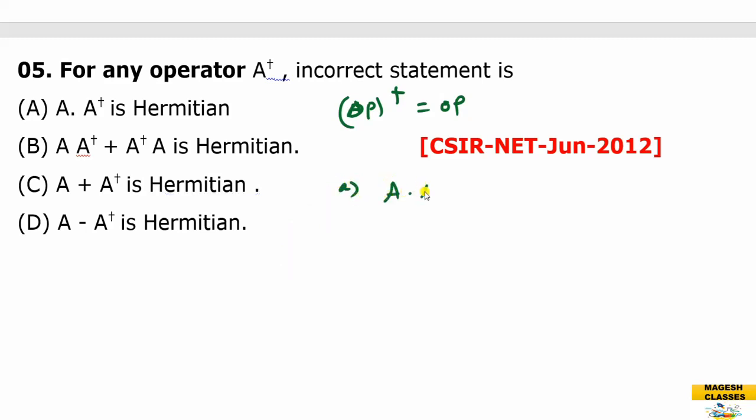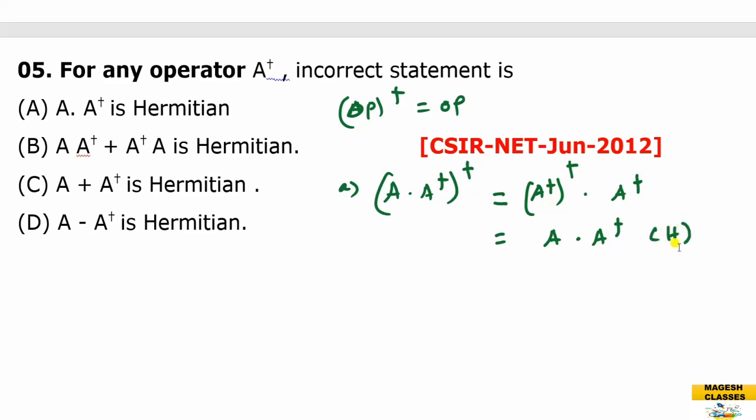A into A dagger. Its Hermitian adjoint should be the operator. Using the formula, this is A dagger dagger into A dagger. So this is equal to A dagger dagger is equal to A dagger. So the operator comes back, it is Hermitian. Okay, it is a correct statement.